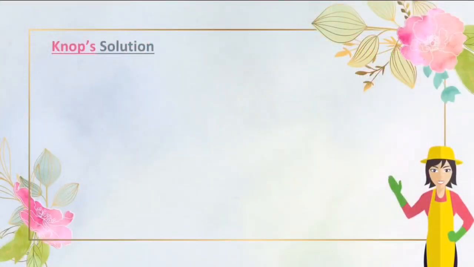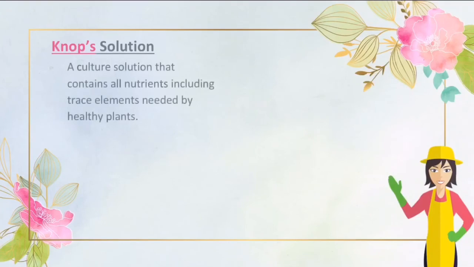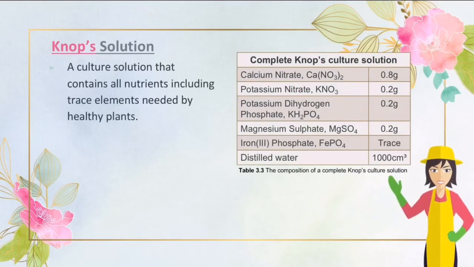Now, let's get to know about NOP solution. NOP solution is a culture solution that contains all nutrients, including trace elements needed by healthy plants. The table shown is a composition of a complete NOP culture solution. It contains calcium nitrate, potassium dihydrogen phosphate, magnesium sulfate, iron triphosphate, and distilled water.